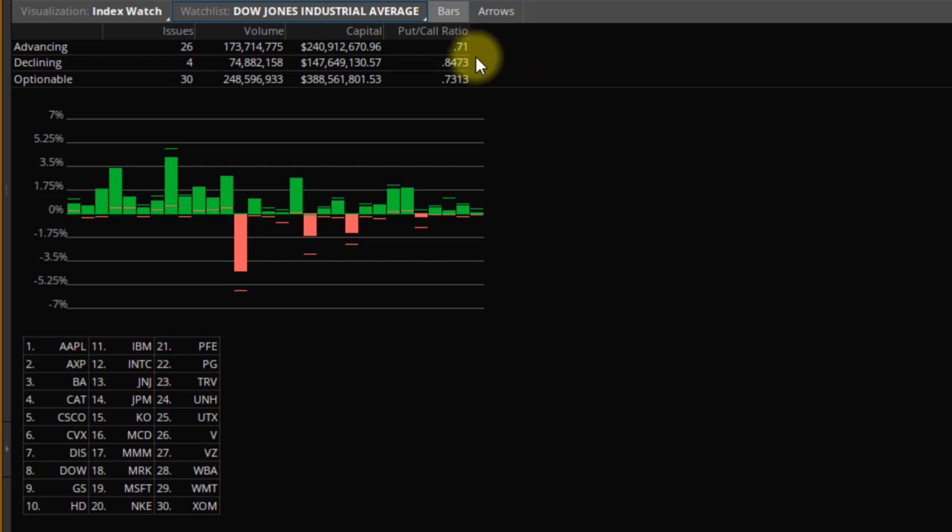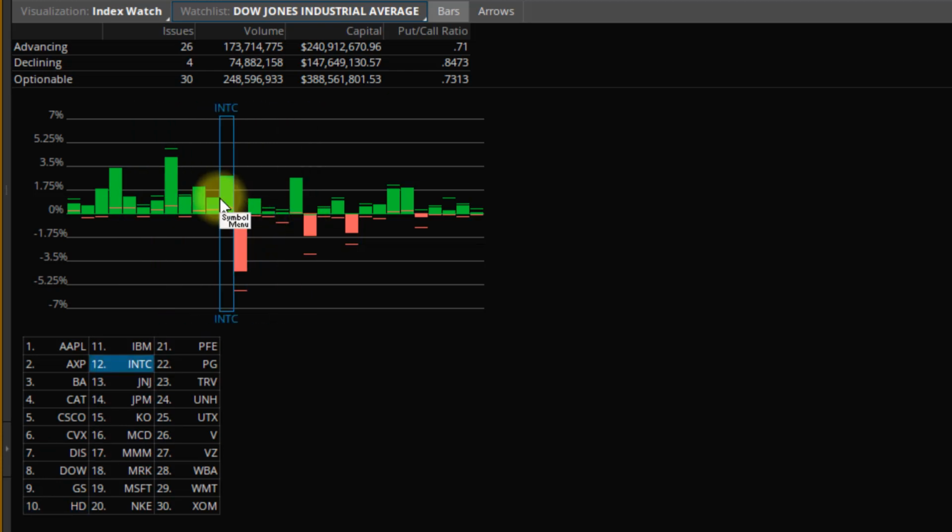But the main reason for going to the Index Watch list is for this graph down below. And what you're going to see is a series of green bars and red bars. The green bars are showing the companies that are up, and the reds are the ones that are down.